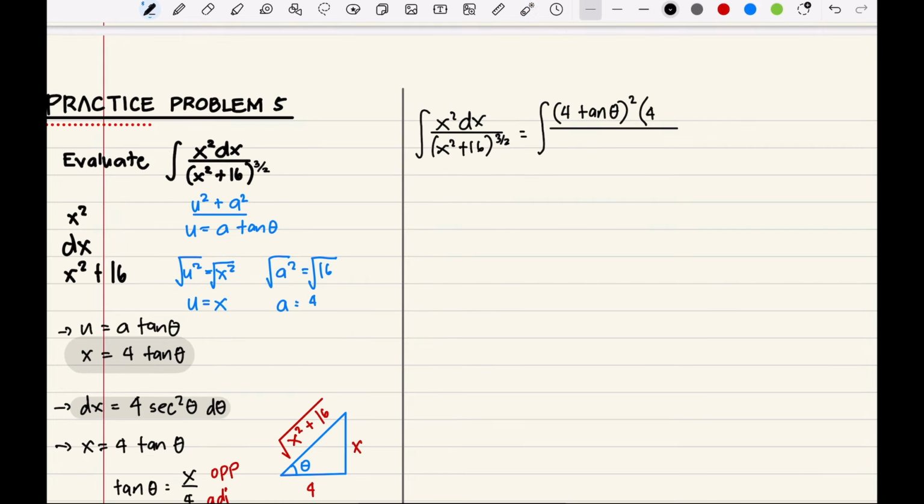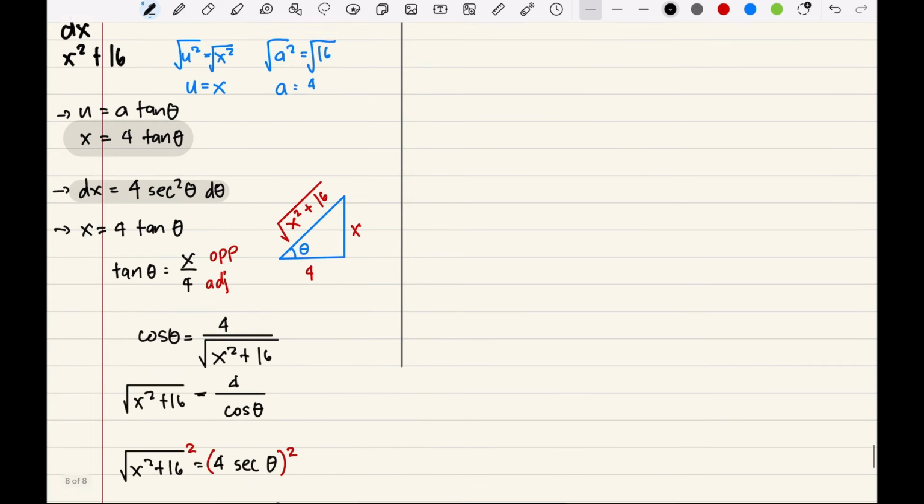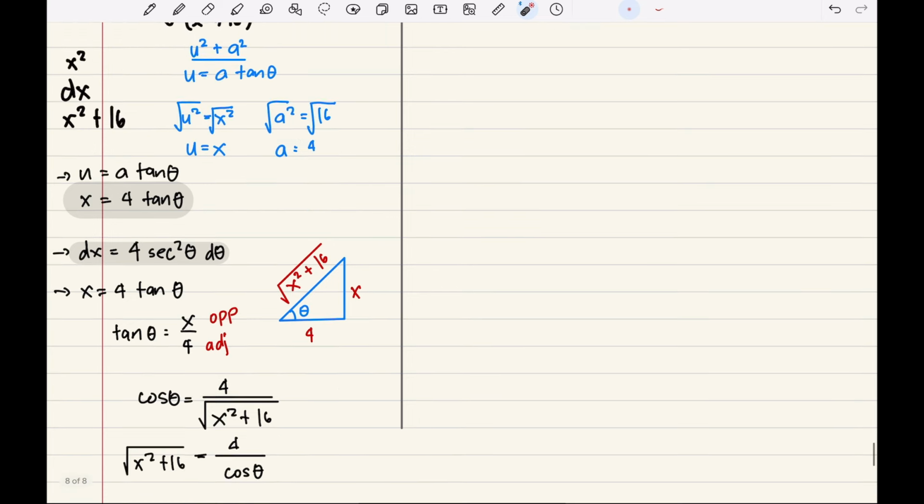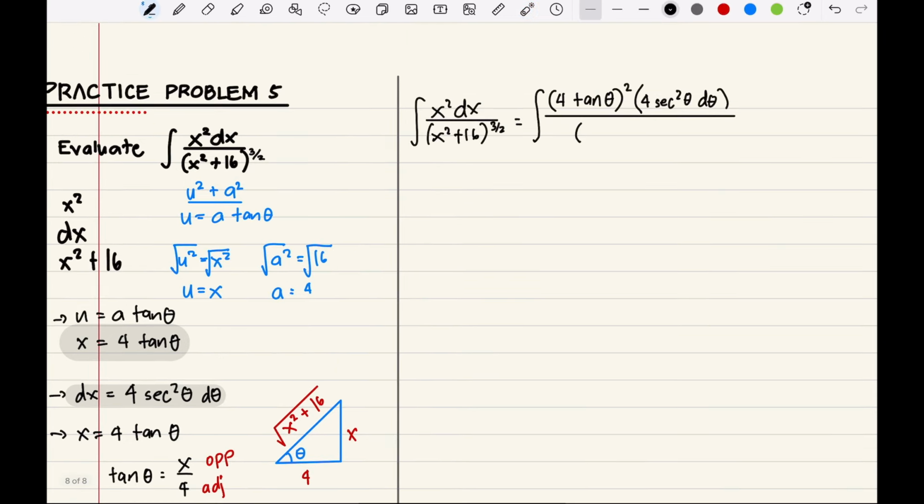So we write 4 secant squared theta. And then wag kalimutan si d theta. All over x squared plus 16, yung nakuha nating equation for x squared plus 16 is 16 secant squared theta. So we write 16 secant squared theta and then we raise to 3 halves. So now we have this equation. Let us now just simplify.